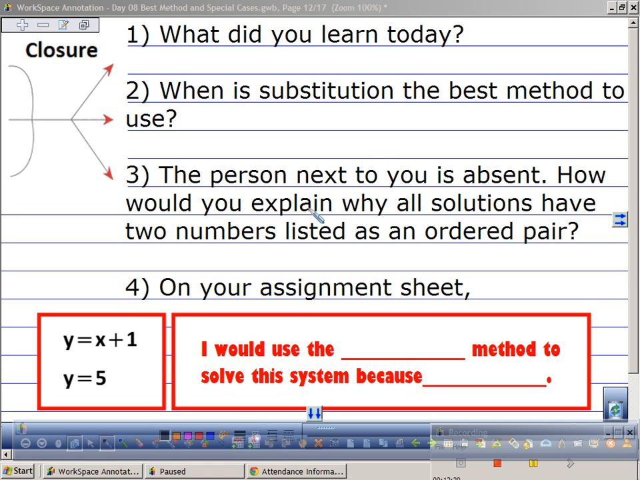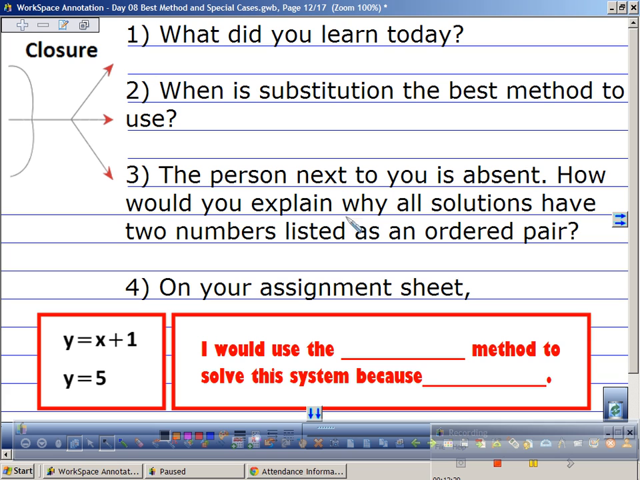The person next to you is absent. How would you explain why all solutions have two numbers listed as an ordered pair? Why would that be? How come every time we solve one of these, we get an ordered pair? Somebody other than Caden. Caden, pick somebody, or you don't know everybody's name yet. Matt. Okay, how come we keep getting these ordered pair solutions?